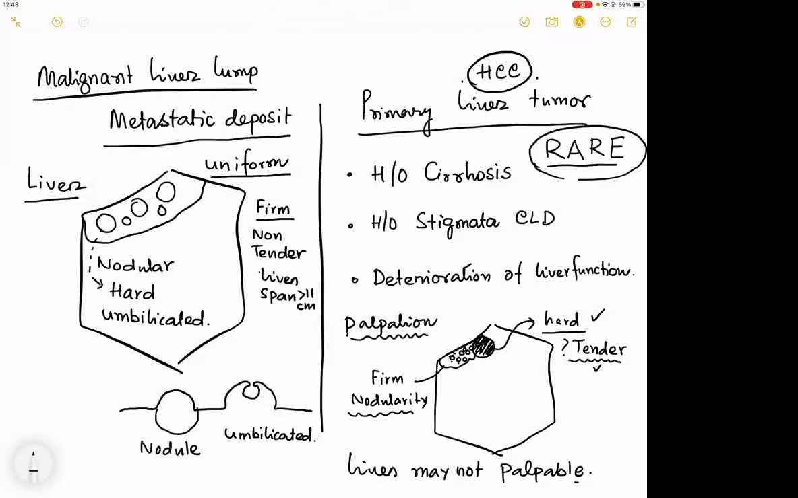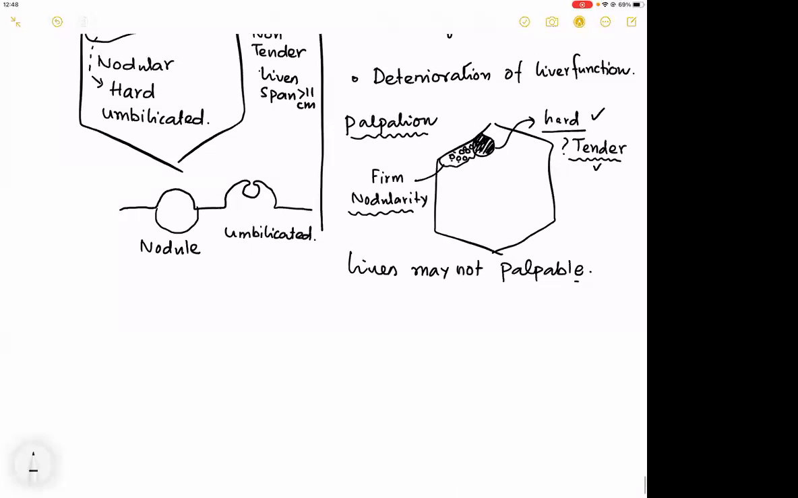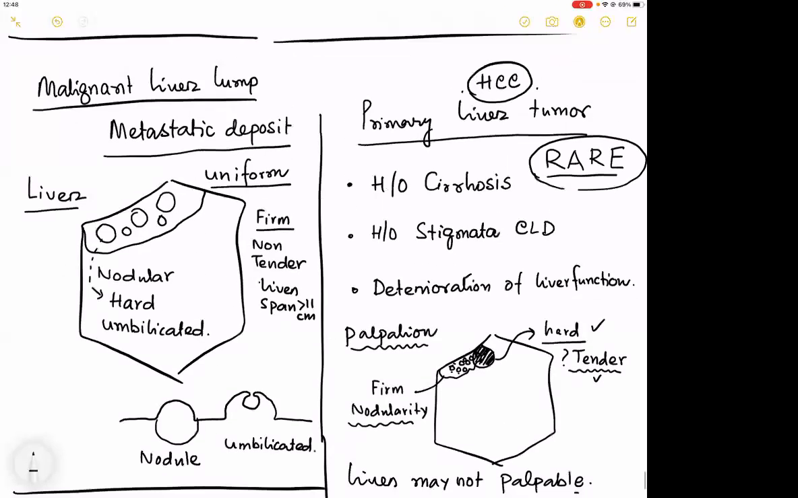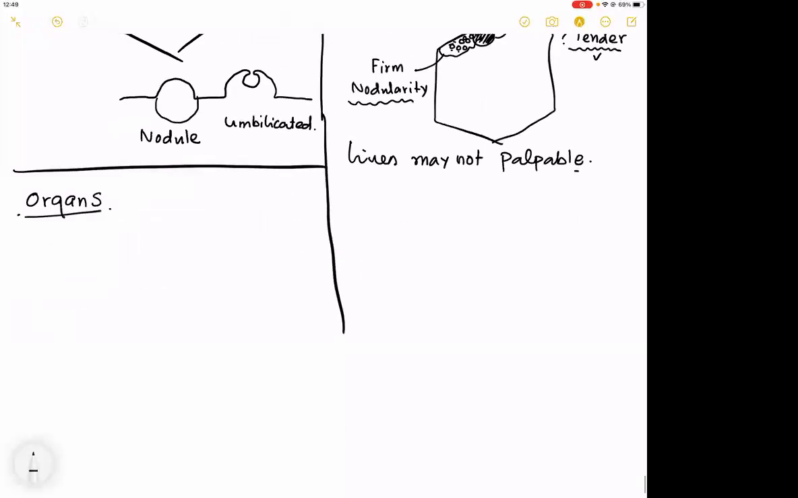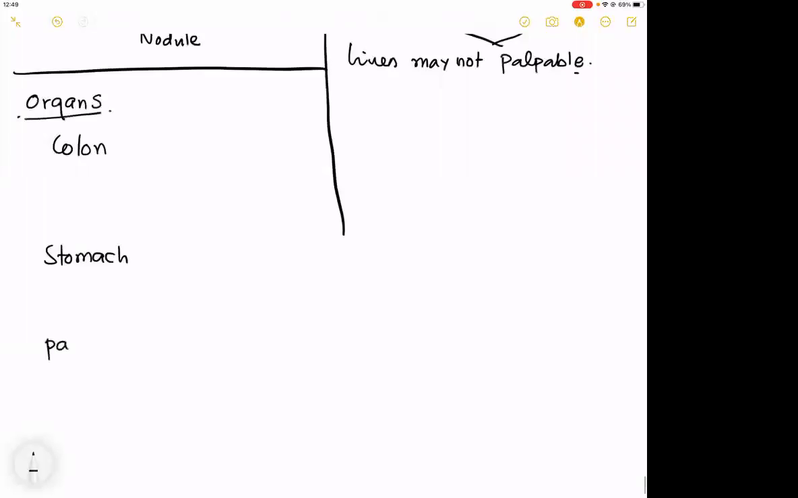Yes. Good. Now come backwards to the history. What are the common causes of such a metastatic deposit, or what are the various organs from which these deposits can come from? They can come from the colon most commonly. They can come from the stomach. They can come from the pancreas. They can come from other sites like breast, kidney, etc.